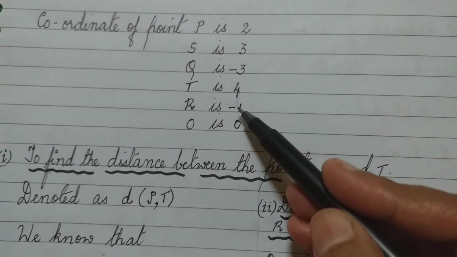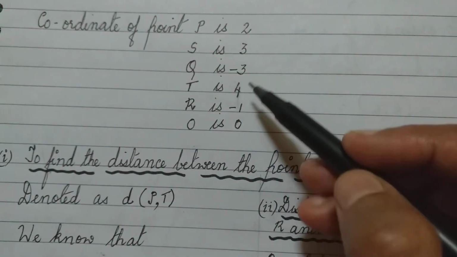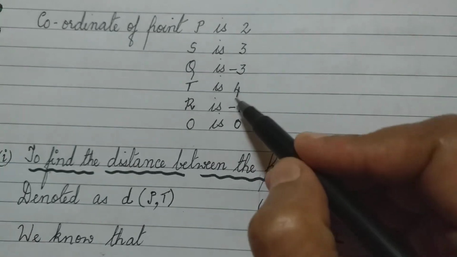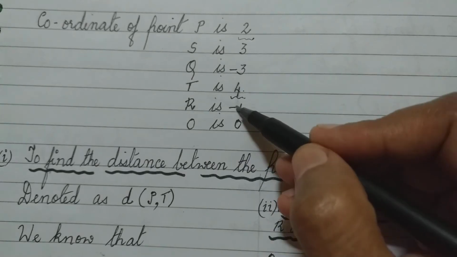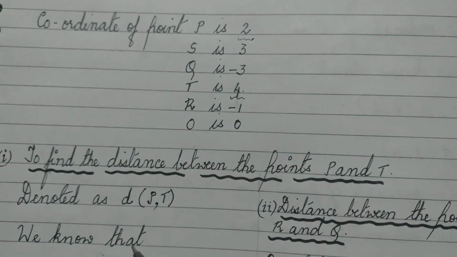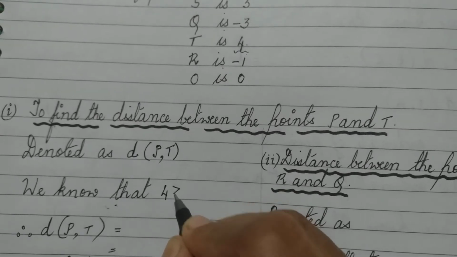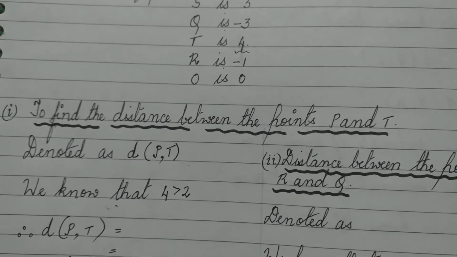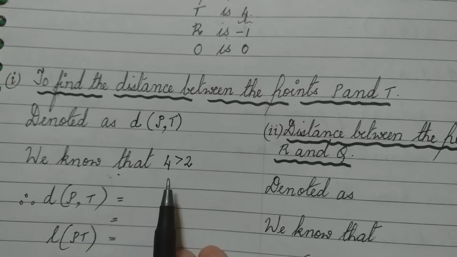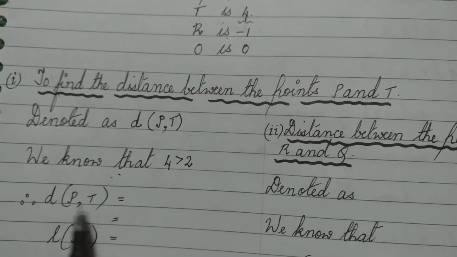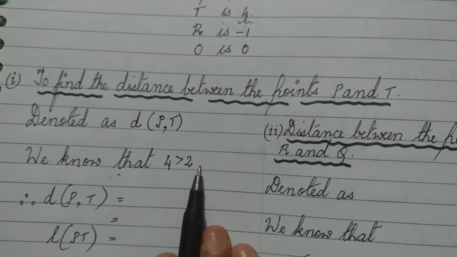Now among these two coordinates, we have to see which of the coordinate is greater than the other. We know that 4, okay, we have here T and this is P. So among these two, 4 is greater than 2. So I can write here, we know that 4 is greater than 2. Now why have we written this? We will understand when we find the distance. So we know that 4 is greater than 2. Therefore distance between the points P and T is 4 minus 2.